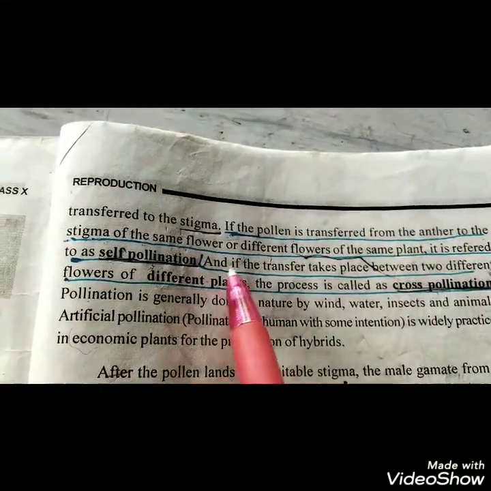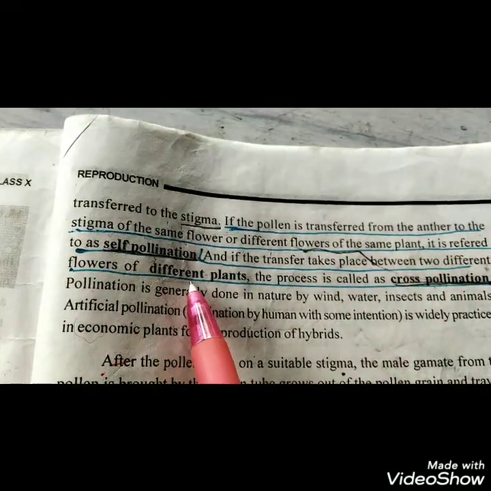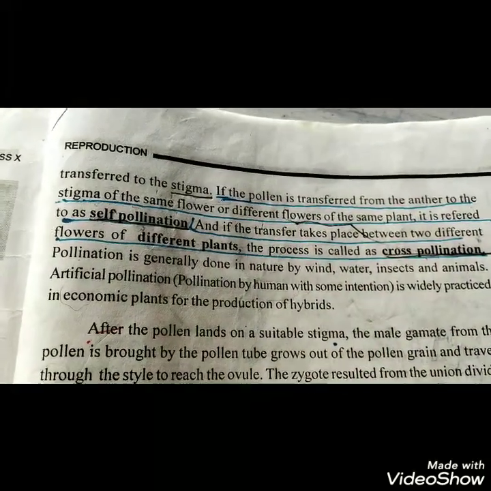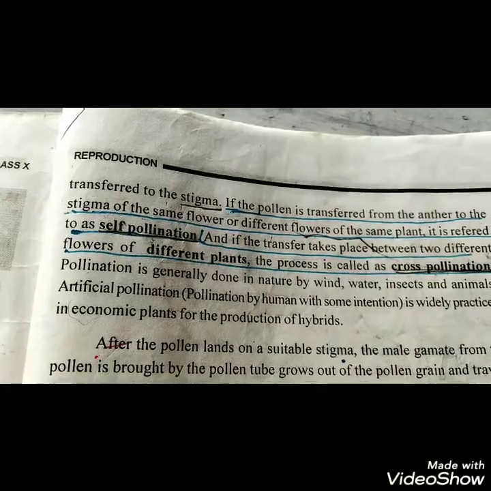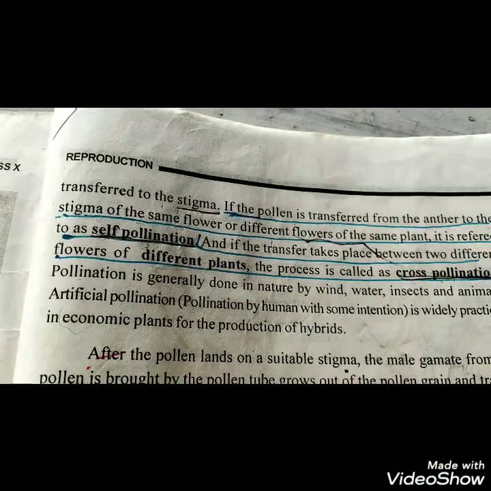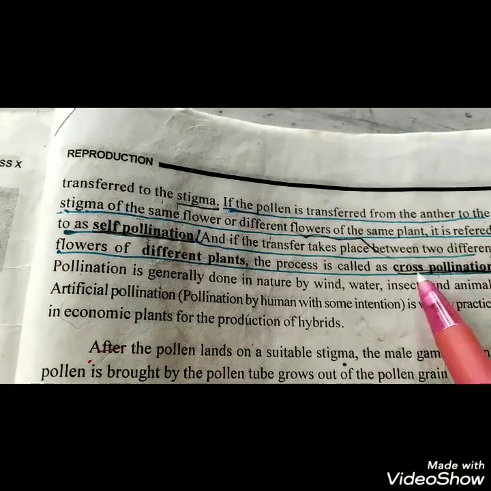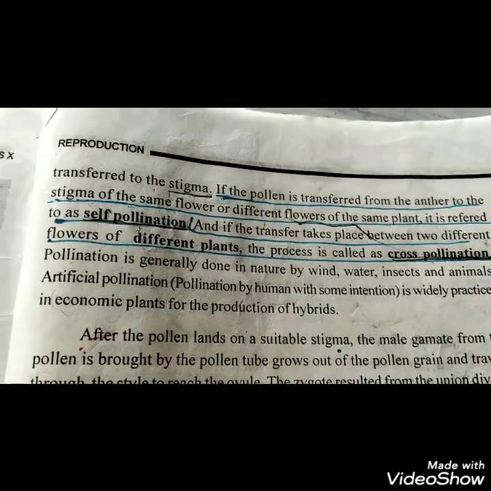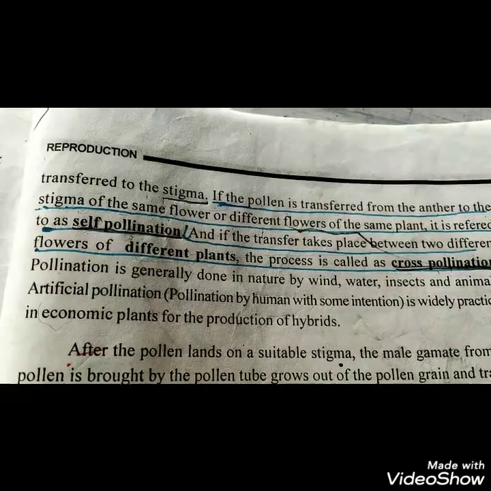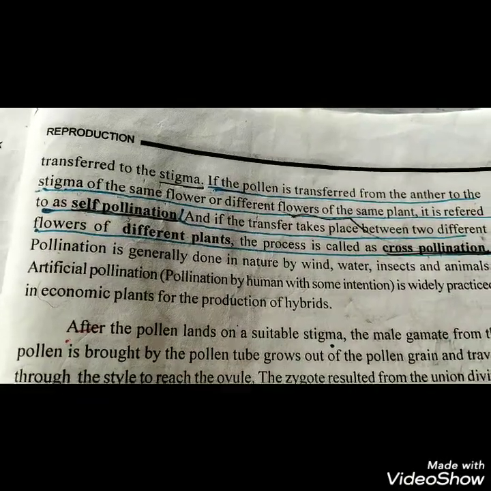And cross-pollination: if the transfer takes place between two different flowers of two different plants, the process is called cross-pollination. The pollen grain of one flower is transferred to the stigma of another flower, and that type of pollination is called cross-pollination. One point you have to remember is that in cross-pollination, the genetic material which is present will combine and result in the formation of the seed.